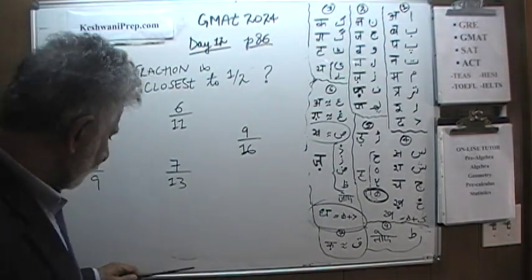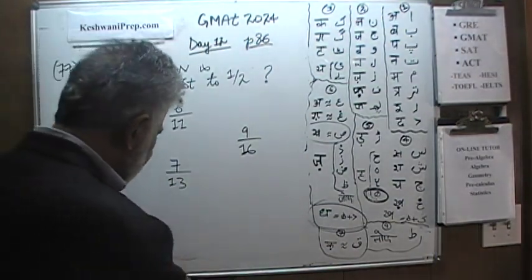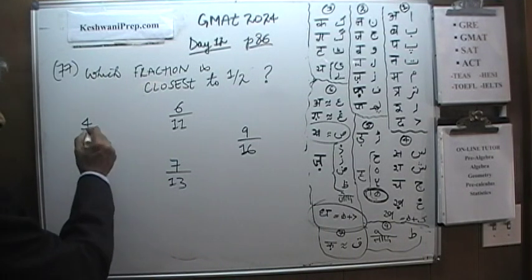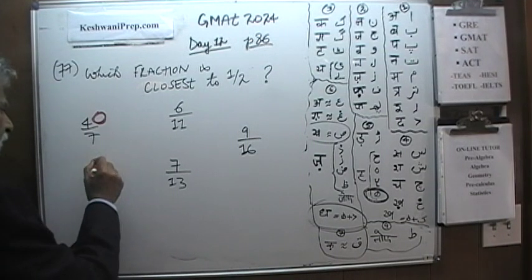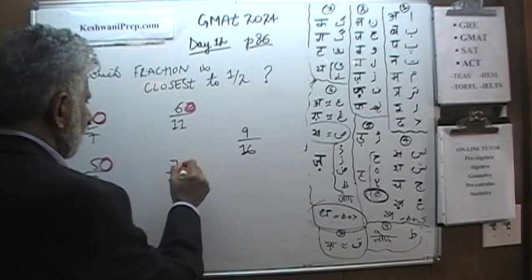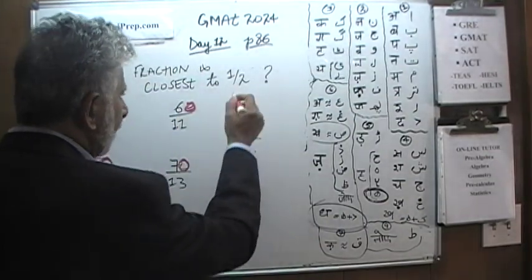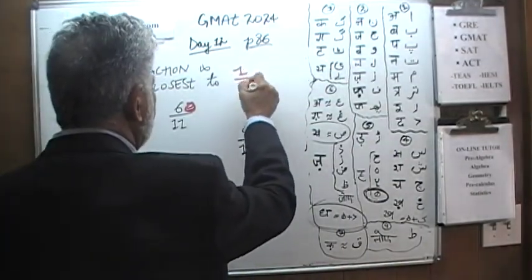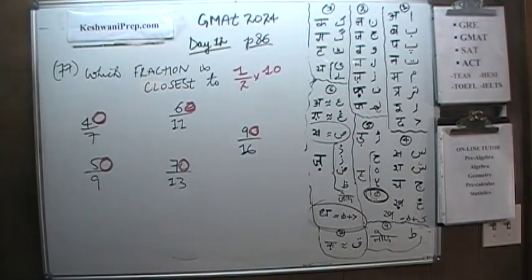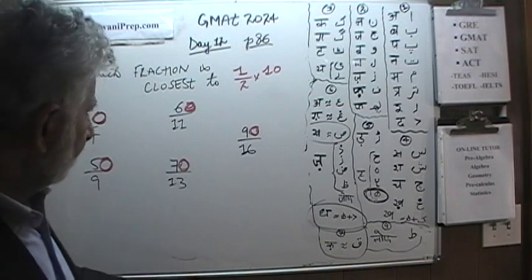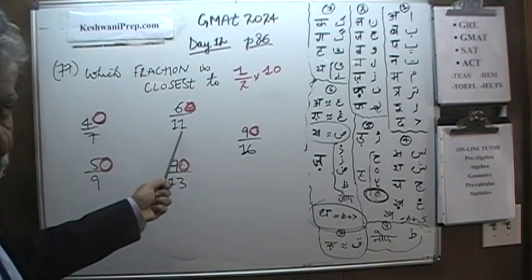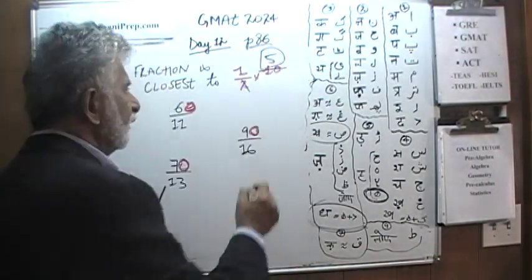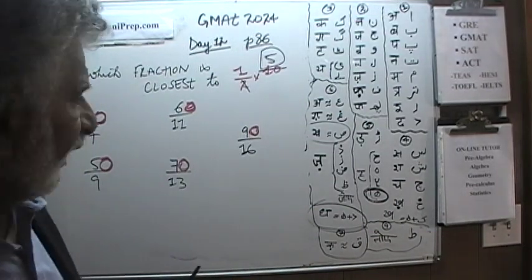Here's another way. Instead of comparing these fractions as they are given, multiply everything by 10. Put a 0 here, put a 0 here, put a 0 here, put a 0 here, put a 0 here, and take your half and multiply it by 10. And now the question reads, which fraction is closest to 5? We are looking for something that comes closest to 5, and now you'll see it goes much faster.